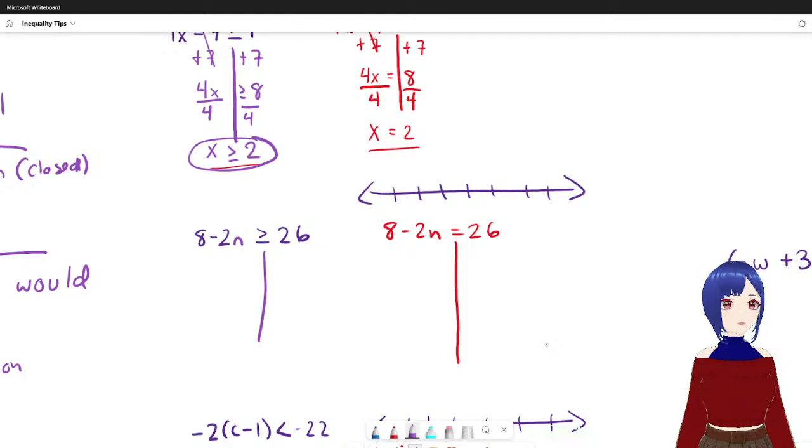So for this one, I have this question here, and I like to do questions like this, examples with both equations and inequalities. We want to get the variable alone, so that means we need to get rid of plain numbers, constants, first. So we need to get rid of the 8 first. It's a positive 8, the opposite of positive 8 is negative 8, so we would subtract 8 from both sides.